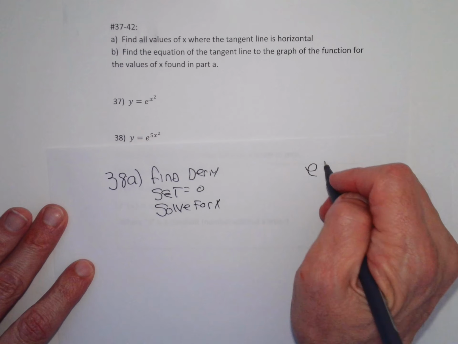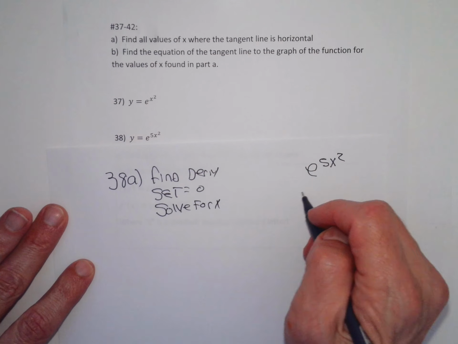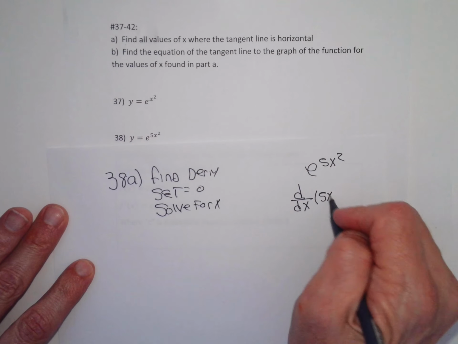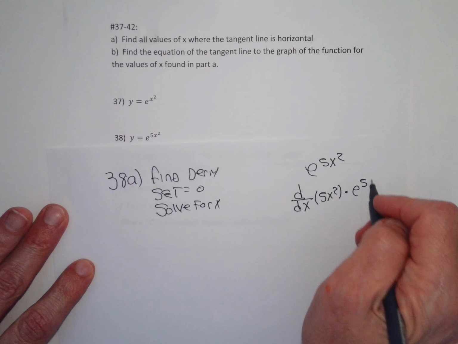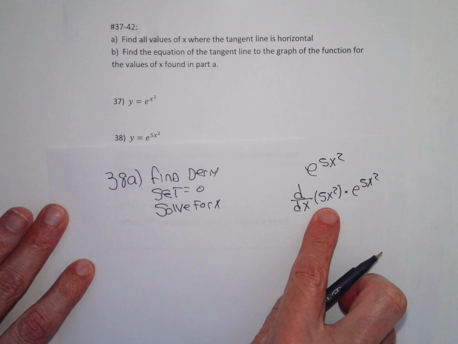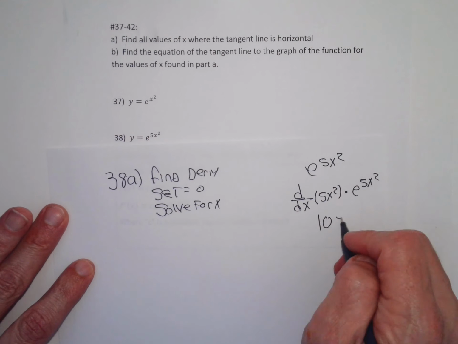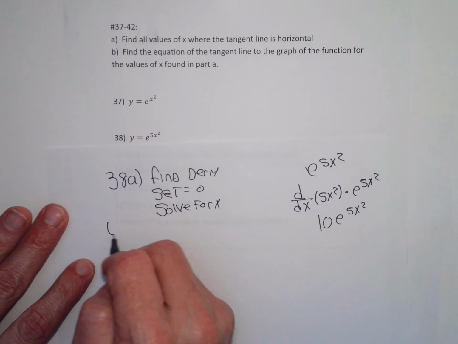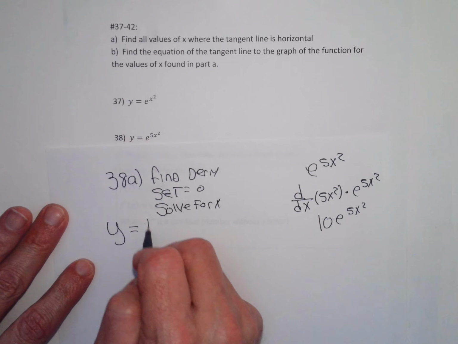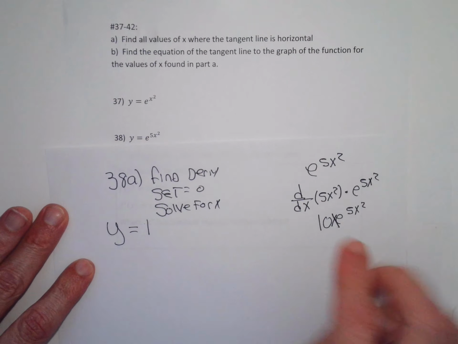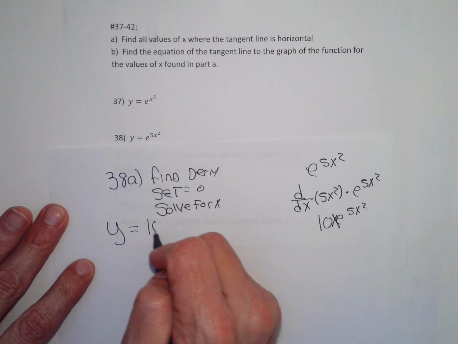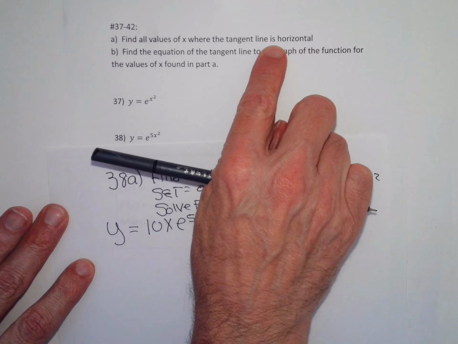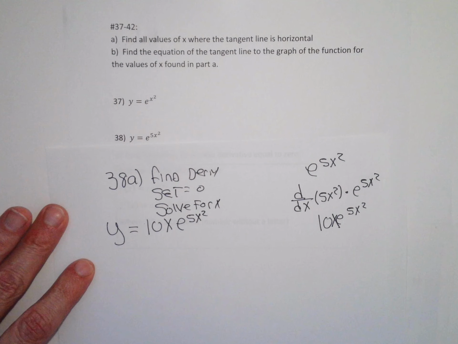Well, the function is e to the 5x squared. I know its derivative is just going to be the derivative of its exponent times the e function unchanged. It doesn't have a coefficient to worry about. So the derivative of the exponent is 10x, and then the e function unchanged is just the 5x squared. The derivative of 5x squared is 10x. So the derivative is 10x e to the 5x squared. So this is the finding the derivative part of finding the values of x where the tangent line is horizontal.